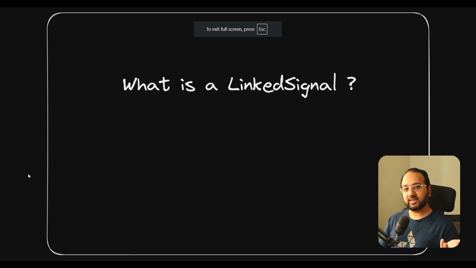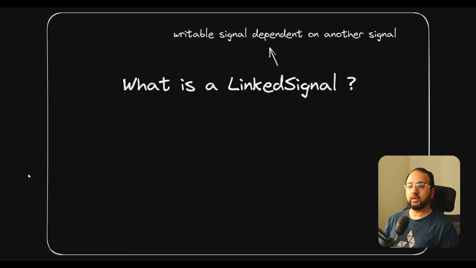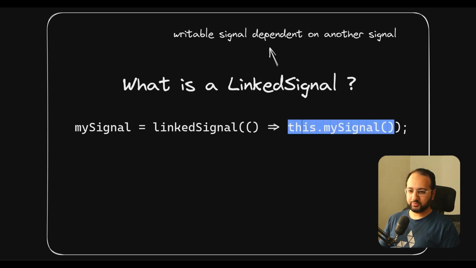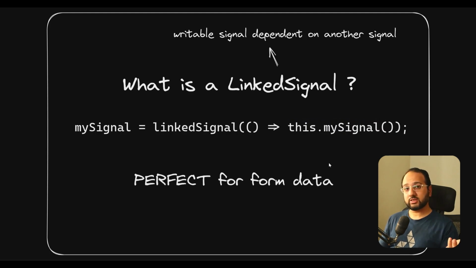Okay, so what is a linked signal then? Well, a linked signal is basically a writable signal which is dependent on another signal. So you can see it as a combination of a computed and a normal signal. Okay, so you define it by using this linkedSignal from Angular core, and then you can specify a function which can define some dependencies here. All right. So this signal is basically the default value or the linked value of my signal. Initially, when it is declared, my signal is going to get the value of this. But then you can also change this later. Okay.